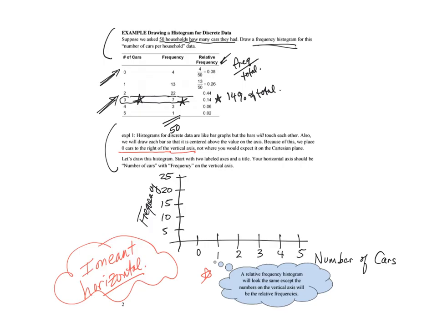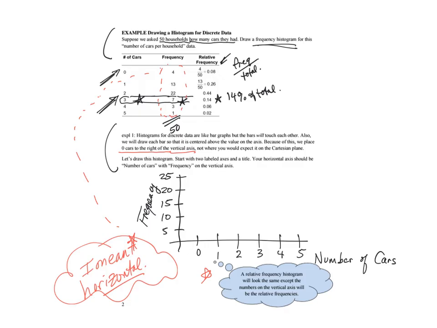So that's why that's done. And then frequency, of course, along the other axis. And just like I did with the bar graph, I kind of went up here and I was thinking about the various values of frequency that I have, and I noticed they vary from 1 to 22.